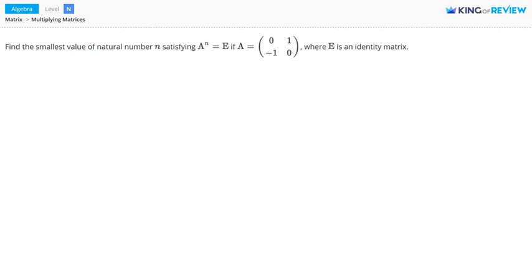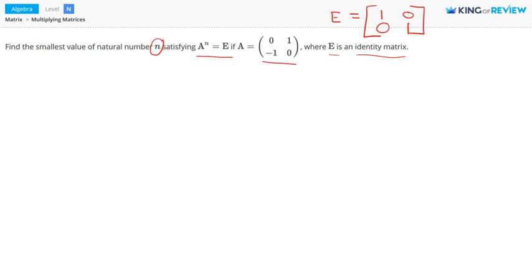In this problem, we're asked to find the smallest value for n, where n is a natural number, given this equation: matrix A to the power of n equals E. We're given matrix A, and we're told that E is an identity matrix. So that means that E is the matrix 1, 0, 0, 1. An identity matrix has ones in the main diagonal and zeros everywhere else. So this is the identity matrix.